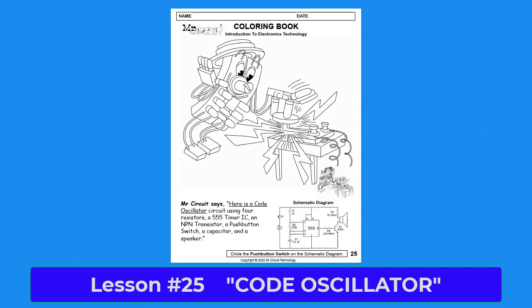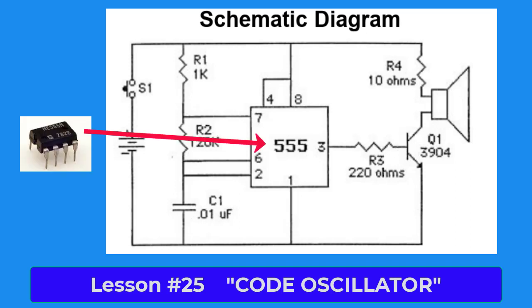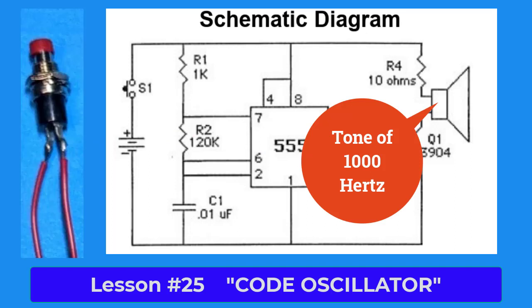The schematic diagram for the code oscillator circuit is shown on the lower right-hand side of the page. It has some of the schematic symbols that you were taught in previous lessons of this STEM activity book. You may remember from lesson 11 that a 555 timer IC can be used to generate tones. This circuit was designed by engineers using the 555 timer IC to make a tone of about 1,000 cycles per second, or 1,000 hertz, every time you press the push button switch.